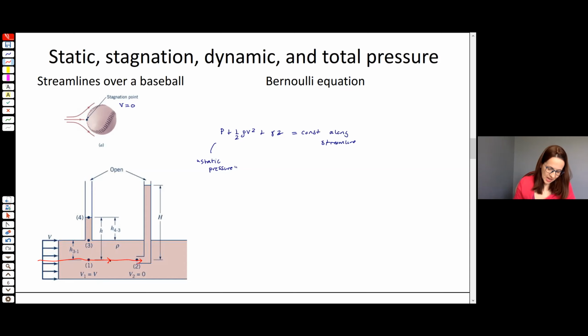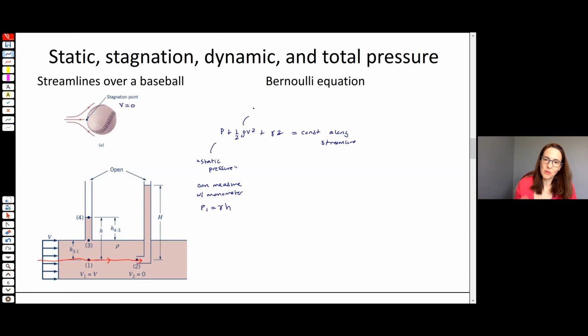Well, we can measure the static pressure at point 1 in this moving fluid with a manometer, like we see at the top here. And we know from hydrostatics what that pressure is. You see that P1 is equal to the gamma of this fluid, whatever it is, times H, right? H is the vertical elevation difference between this point 1 and the free surface of the fluid in the manometer. All right, great. So that's the static or thermodynamic pressure.